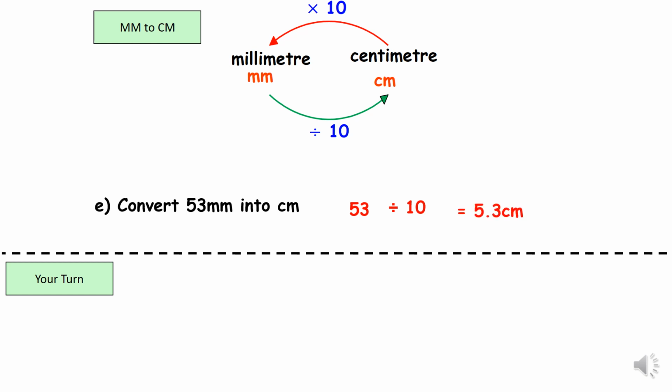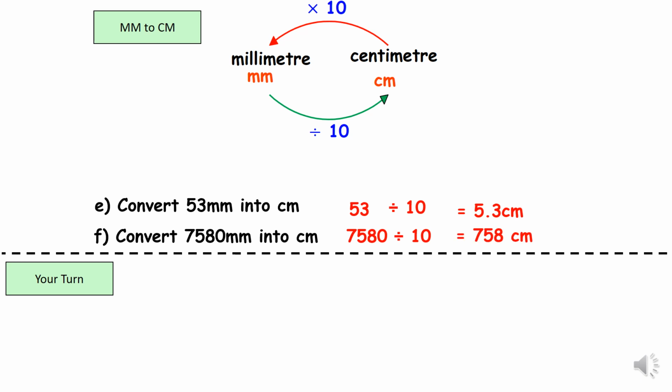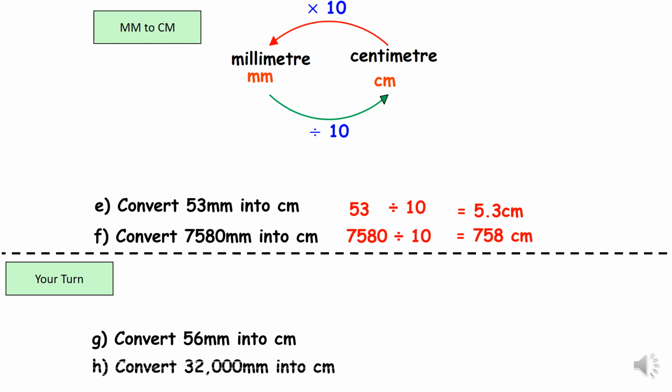The second one: convert 7,580 millimeters into centimeters, and here it's going to be 7,580. Again, we're dividing by 10, and the answer should be 758 centimeters. See how we have to put the units on at the end. The centimeters is very important that you do that. I want you to have a go at these two questions here. So pause the video, have a go, and we'll come back together shortly.